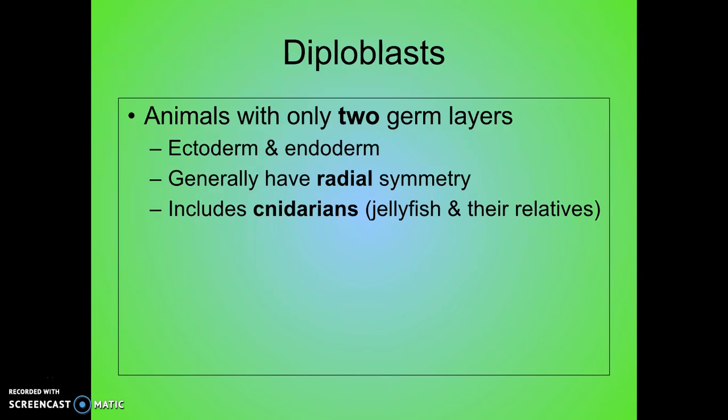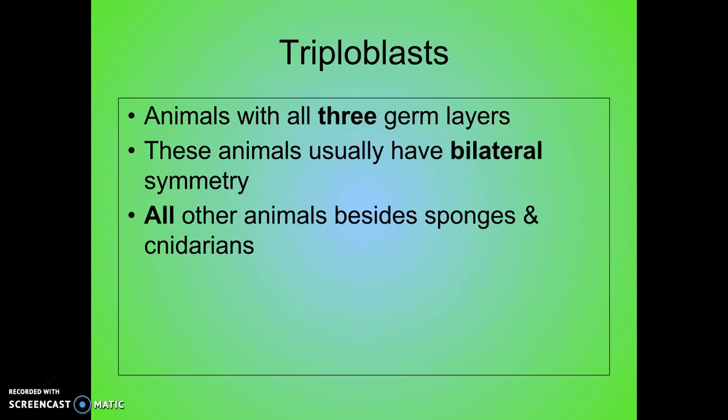Diploblasts are animals that develop from only two germ layers, and that are the ones that have radial symmetry, so generally the cnidarians. I would highlight di and two. Triploblasts are animals with all three germ layers, and that is all other animals besides sponges and cnidarians. These guys usually have bilateral symmetry, and I would highlight 3 and tri.